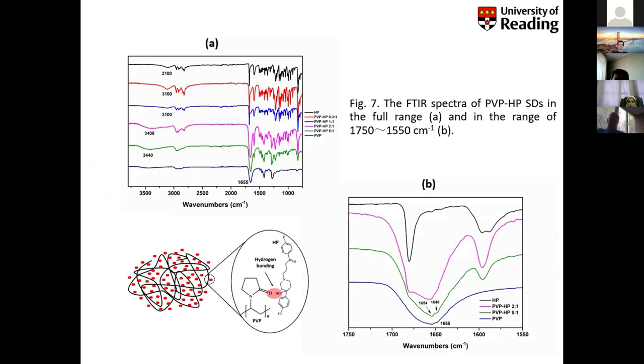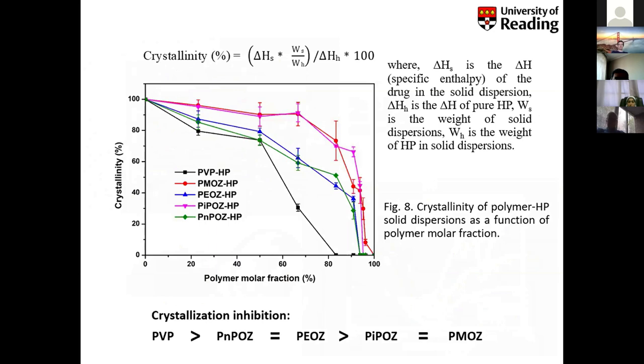Here is the crystallinity of polymer haloperidol solid dispersions as a function of polymer molar fraction. The degree of crystallinity was calculated by the equation here, where the specific enthalpy of the drug melting peak was obtained by DSC. So it could be seen from this figure that PIPOx and PMOx show a similar ability to reduce the crystallinity, and PNPOx and PEOx show a similar ability, better than PIPOx and PMOx, to reduce the drug crystallinity.